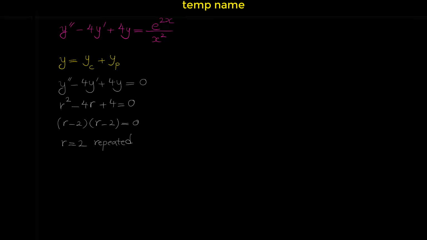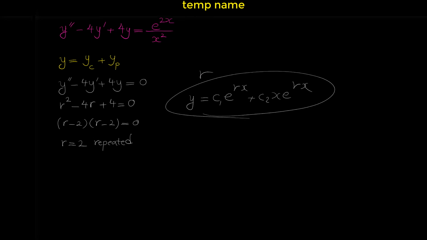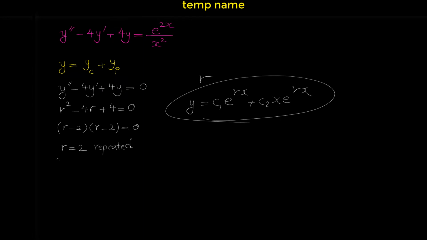And it is very important. We know that when we have repeated roots, say the repeated root is r, the solution of the homogeneous differential equation is c sub 1 e to the rx plus c2 x e to the rx. If we use this formula, the complementary solution is c sub 1 e to the 2x plus c2 x e to the 2x.